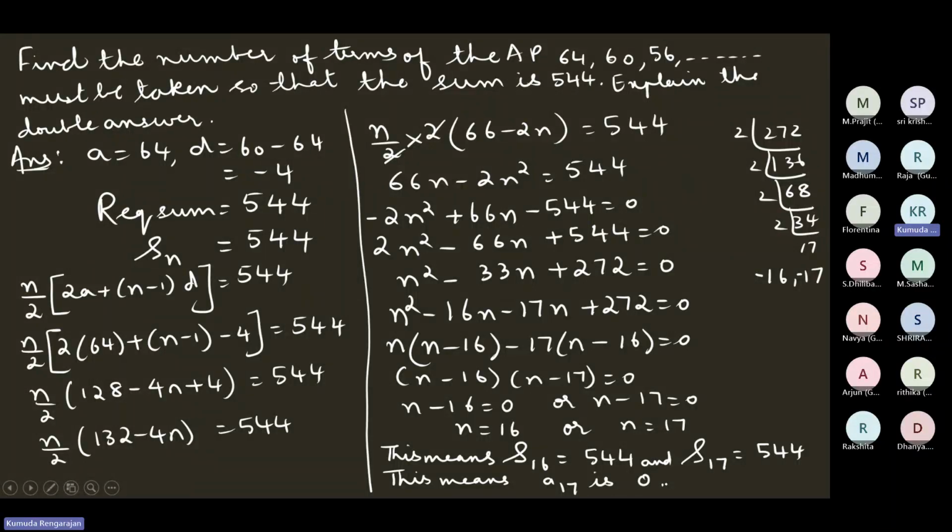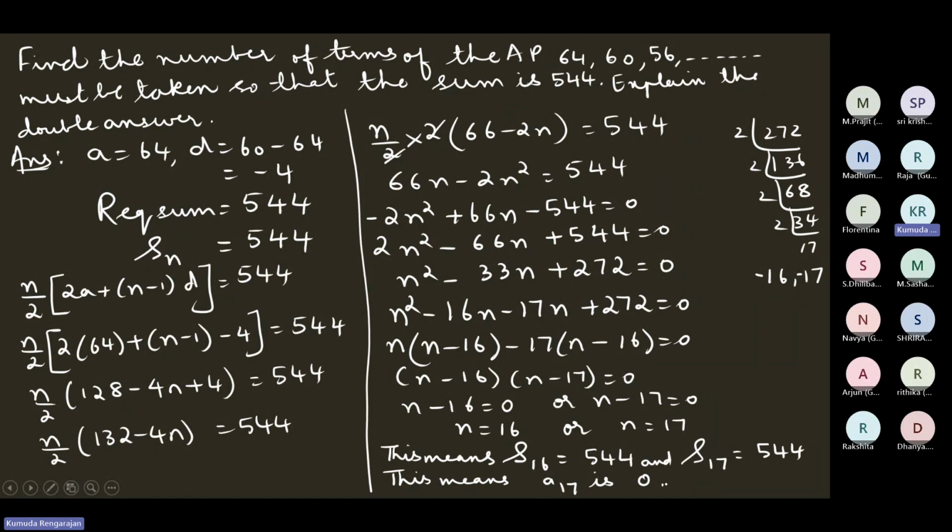But here both are acceptable, right? N is equal to 16, N is equal to 17. Which means the sum to 16 terms is 544 and the sum to 17 terms is 544. Both the values of N are acceptable. You cannot give any reason for rejecting any value of N. So which means we are having two situations. The sum to the first 16 terms is 544, as well as the sum to the first 17 terms is also 544.